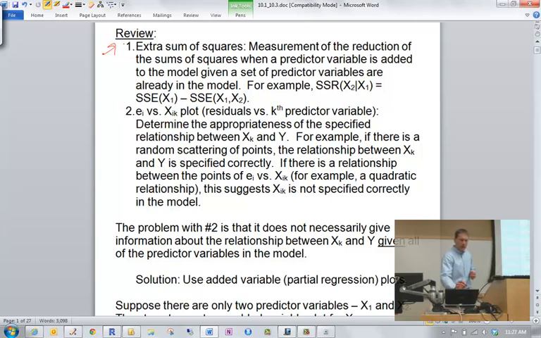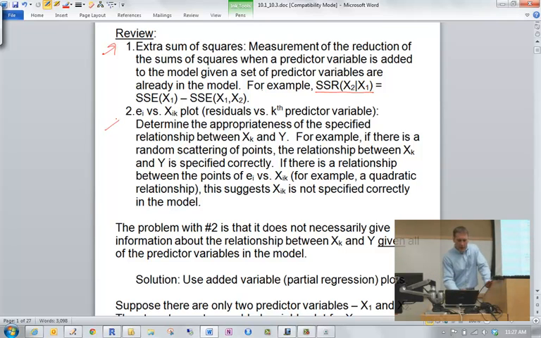Just as a review, because this builds upon some other material, in Chapter 7 we talked about extra sum of squares. For example, SSR(x2 | x1) represents this: how has my SSE decreased when I add x2 to my model, given that x1 was already in the model? If x2 is important, you expect SSE to decrease a lot. If it's not important, my SSE is not going to decrease much.